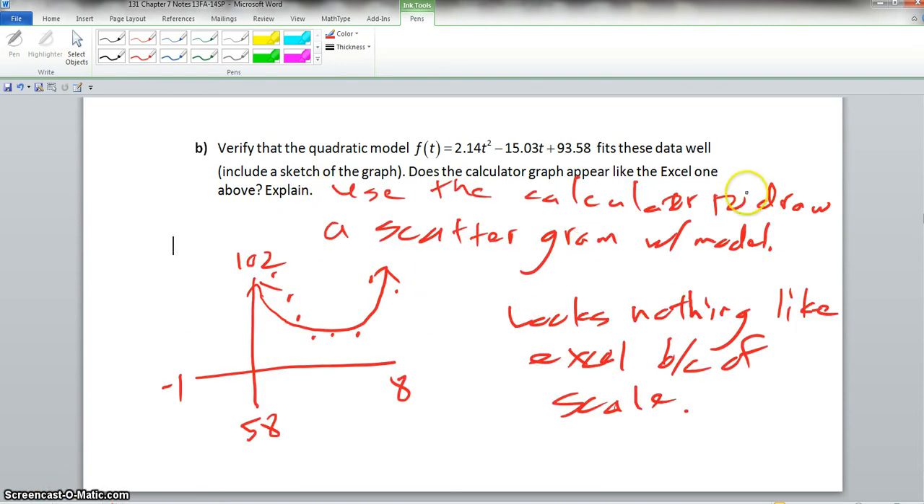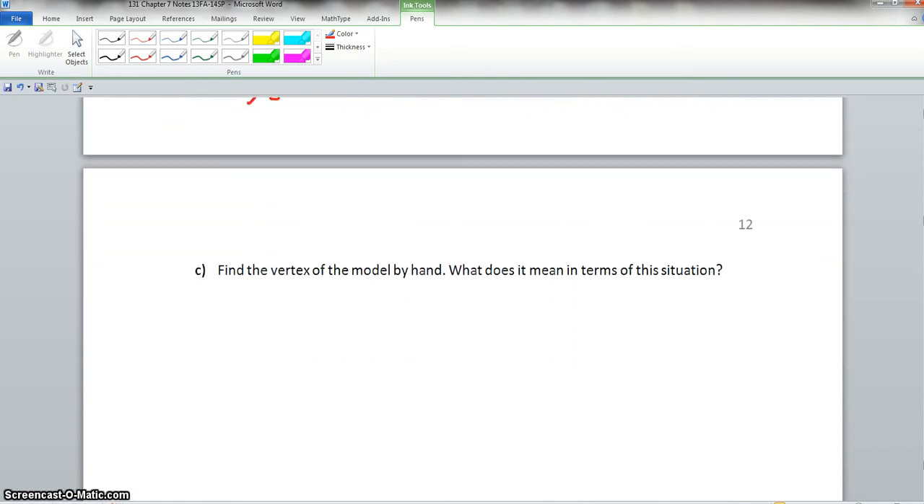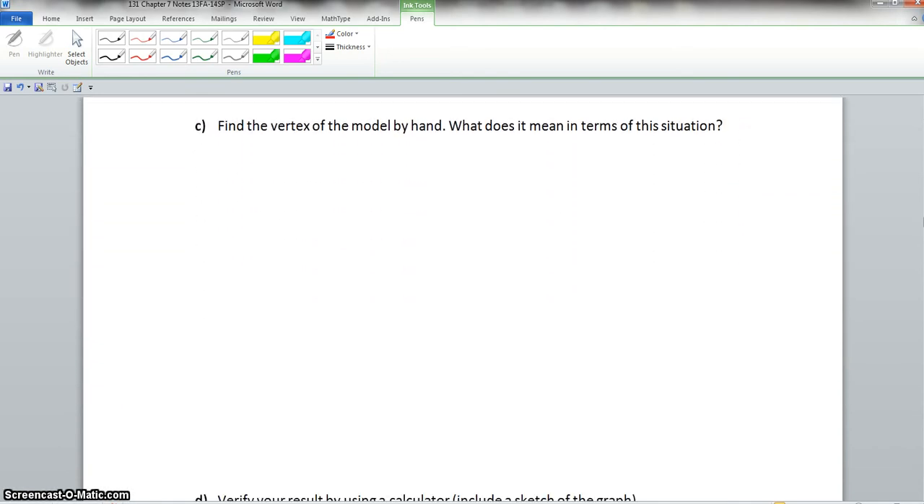Now, I took the liberty of adding in this information. Okay, now we know we're going to use the calculator to draw a scattergram with the model. So we use the calculator. It looks approximately like this here. And it looks nothing like the Excel because of the scale. So basically, that is your answer. Now, we scroll down here. It says, find the vertex of the model by hand.